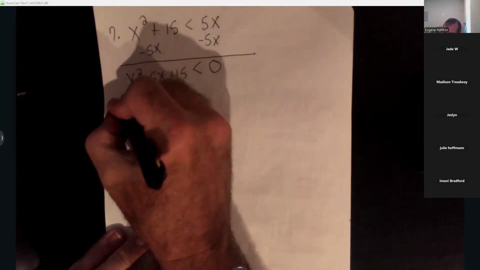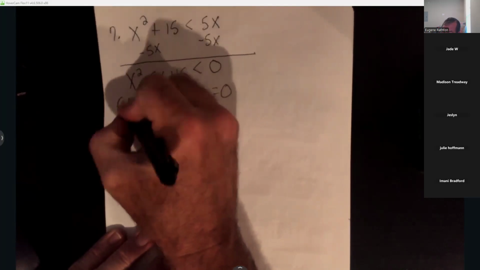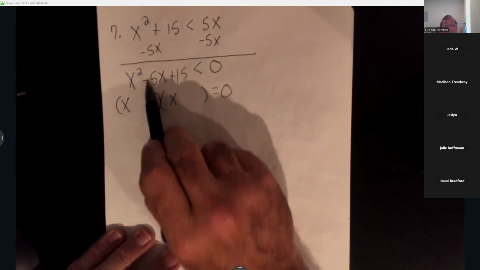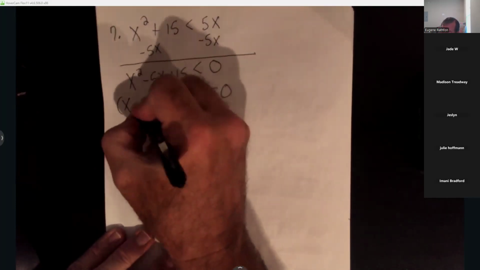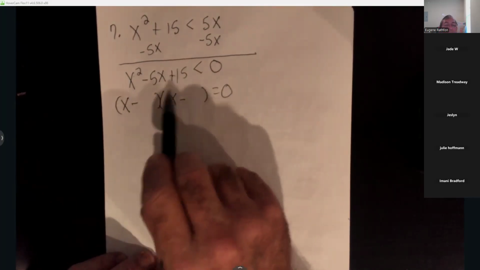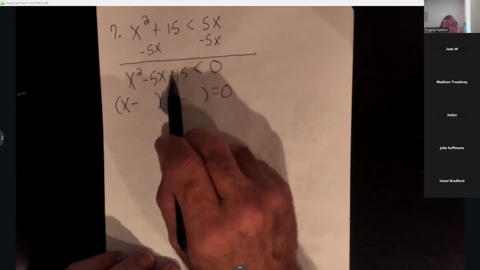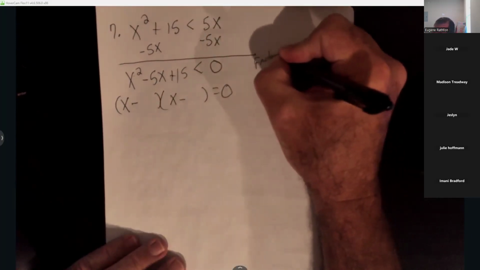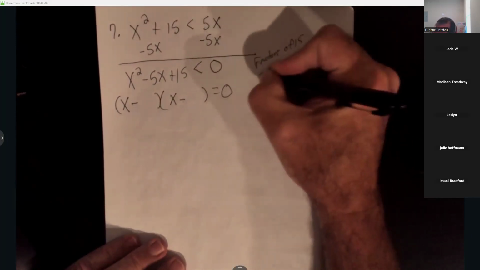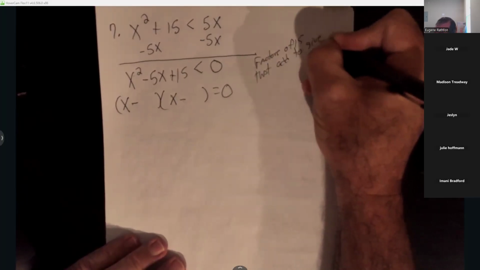All right, so let's factor. So x squared is an x and an x. The last one's positive, so both of these will be negative like the middle. So here's what I need for this one. Can y'all find me factors of 15 that'll add to equal 5? So factors of 15 that add to give us 5.